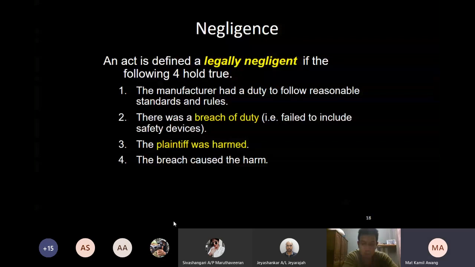Without these four conditions, you will not be able to meet the requirement, the definition of legally negligent. If you sue in the court, most probably you will lose. Okay. Clear on the definition of legally negligent? Clear? So these are four factors to determine whether a certain subject is legally negligent or not.